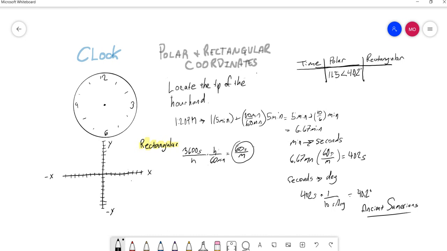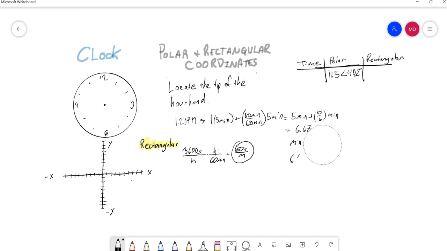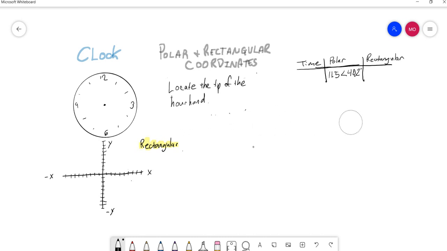We take that as our radius, but the clock is about 12 inches in radius. So let's just say 11.5 because it's going to be a little bit inside. There's going to be a little offset. So let's just say it's 11.5 on our 12-inch radius clock, and the angle is 40.2 as we just calculated. So now what we need to do, we need to calculate the rectangular coordinates.